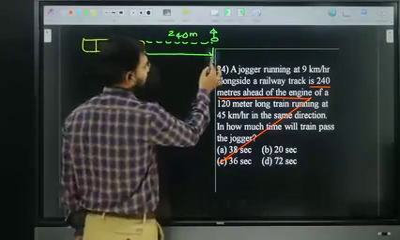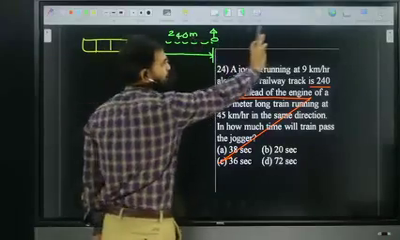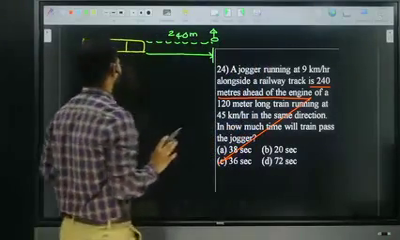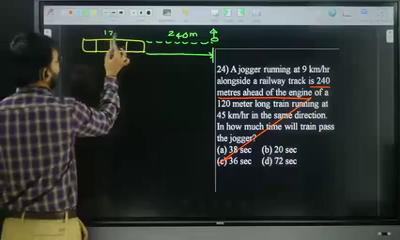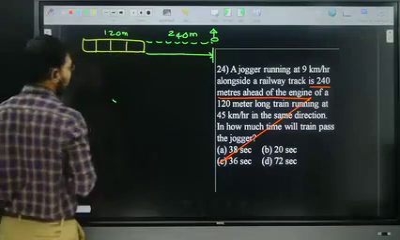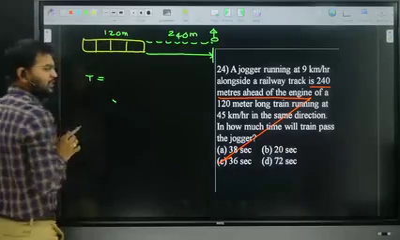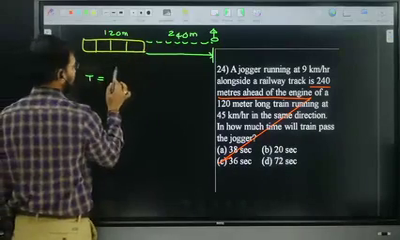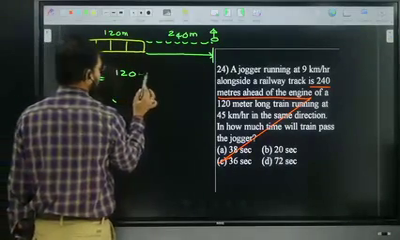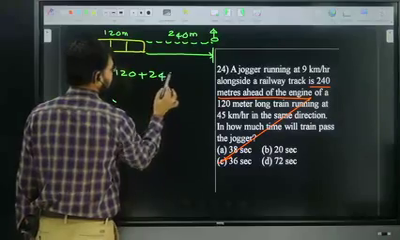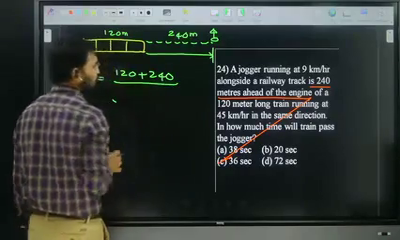After reaching here, the entire train passes by the man. That is nothing but the length of the train. The length of the train is what? 120 meters. They're asking time. Time is nothing but distance by speed. Distance is 120 plus 240, that is 360, divided by relative speed.